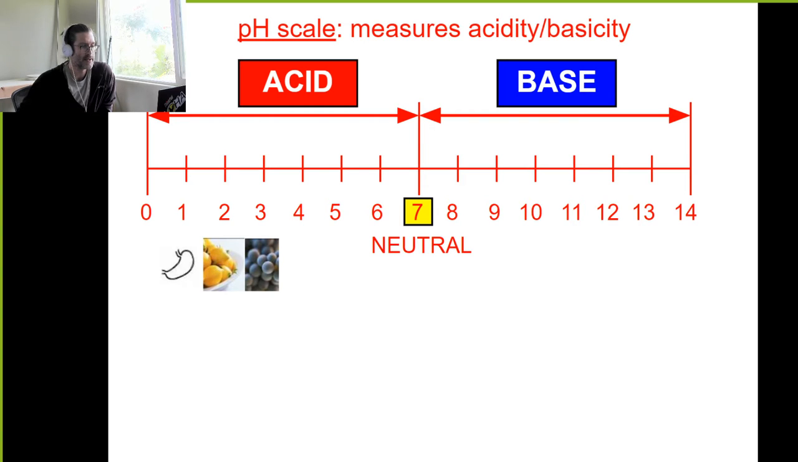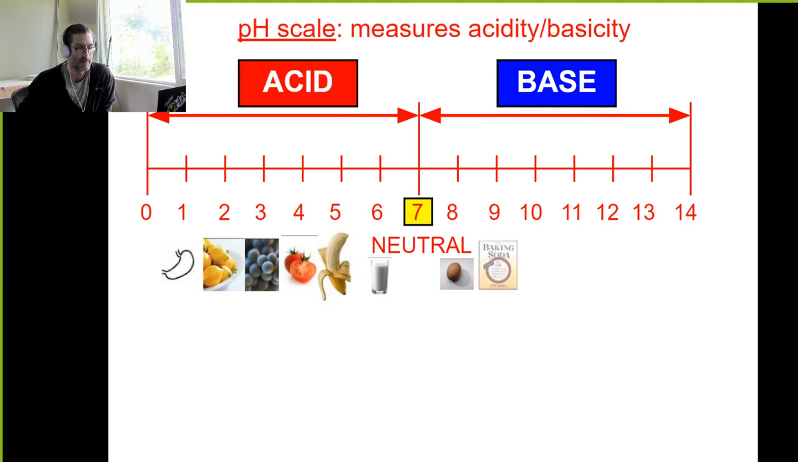At around 3. Then waddle away, waddle, waddle. To tomatoes, which have a pH around 4. And bananas around 5. Milk around 6. An egg at 8 over on the basic side. And then baking soda at 9, sodium bicarbonate.